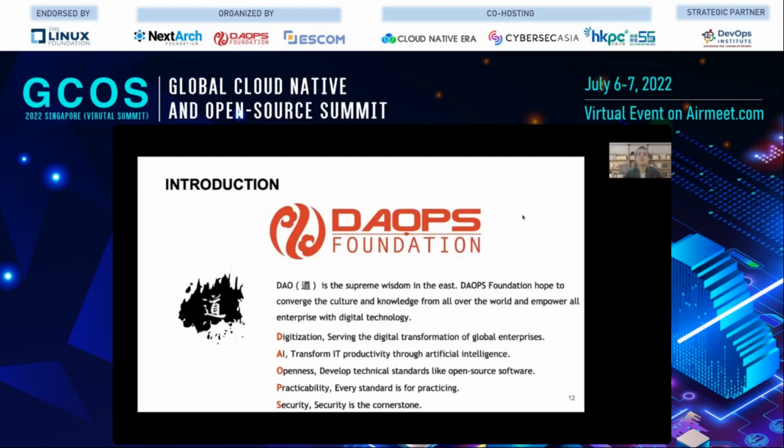Let me introduce DAOOps Foundation. DAO, the Chinese character, is the supreme wisdom in the East. DAOOps Foundation hopes to converge the culture and knowledge from all over the world and empower all enterprises with digital technology. And what does our name stand for, besides bringing together the wisdom of the East and the best practices from around the world? D stands for digitization, serving the digital transformation of global enterprises. A stands for AI, to transform IT's productivity through artificial intelligence. O stands for openness, to develop technical standards like open source software.